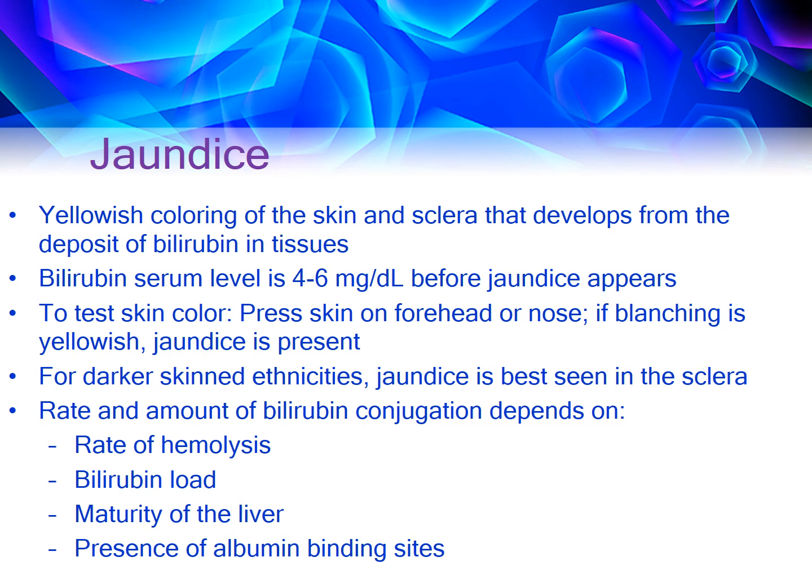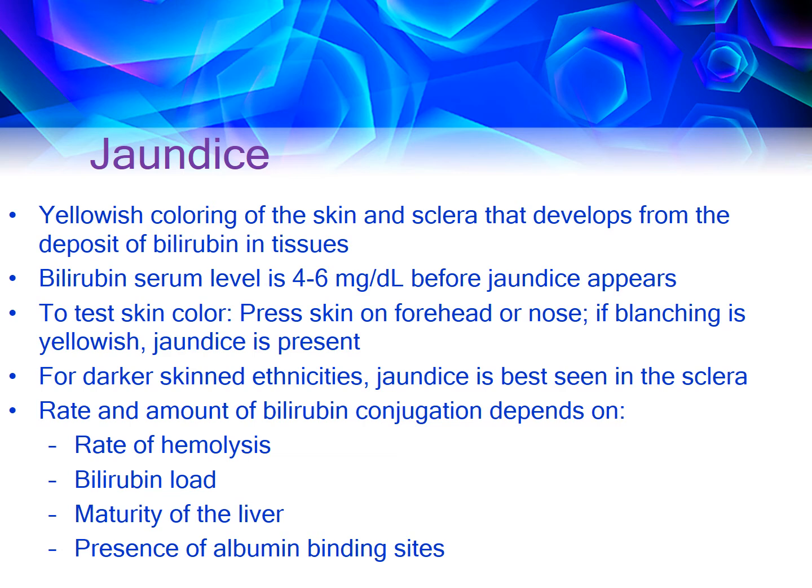What is jaundice? Well, jaundice is that yellowing discoloration of the skin and of the sclera of the eye that can develop when your bilirubin starts to deposit in the tissues. Usually before you even see jaundice in your baby, the serum level is already at 4 to 6 milligrams per deciliter. So how can I detect jaundice in my baby?